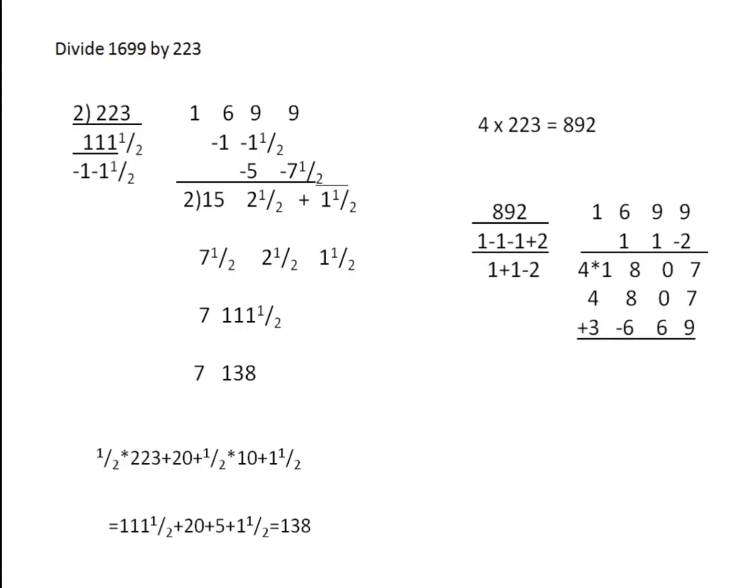So now what are we going to do? Don't get bothered that this 807 is less than 892. No, our actual divisor is 223. So we have to take this into consideration. 807 is greater than 223 by thrice. So we are subtracting the product of 3 into 223 and we are adding 3 so that we arrive at the proper quotient 7 and the remainder is 138.